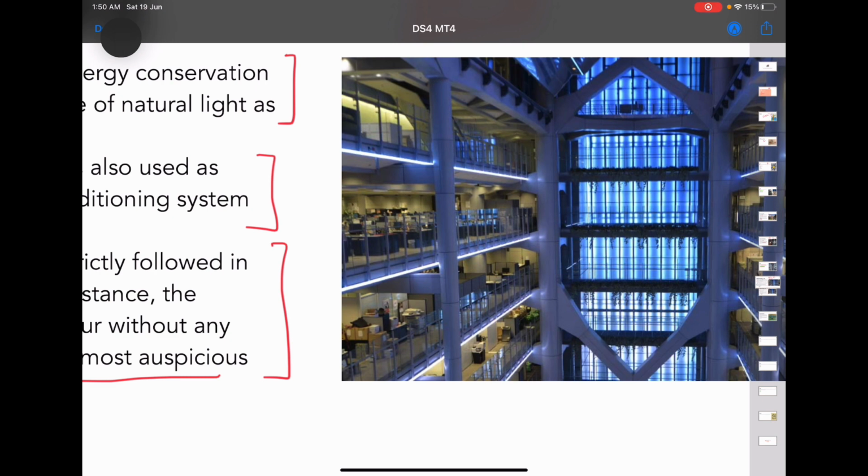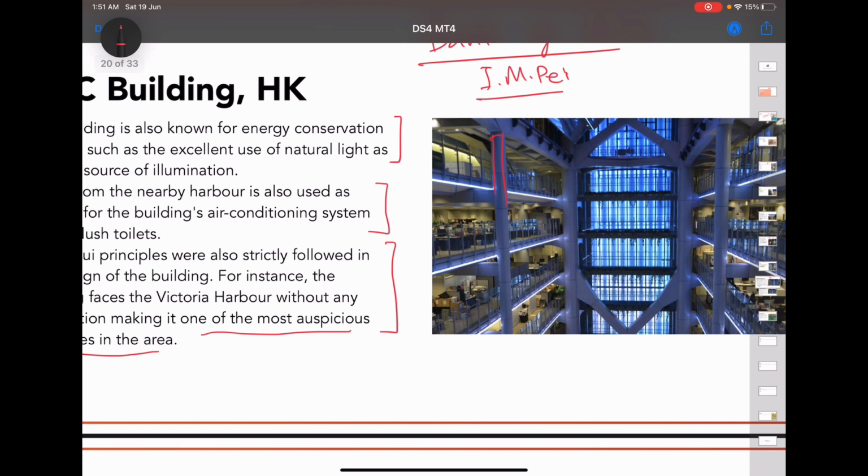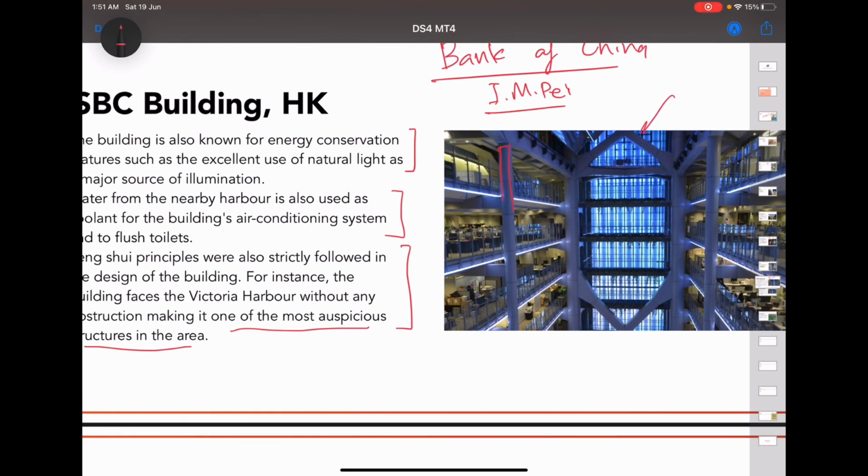So these columns and this truss system basically remove the need of internal structure, and therefore it gives a very clear sense of clarity and openness. You see this 10th floor atrium, this is used to let light penetrate throughout, and this reduces the consumption of light in the overall building.